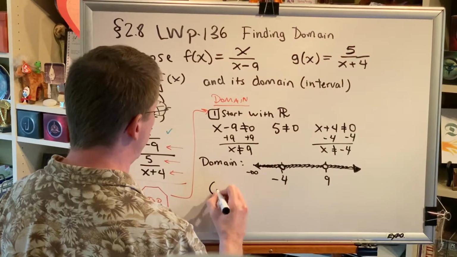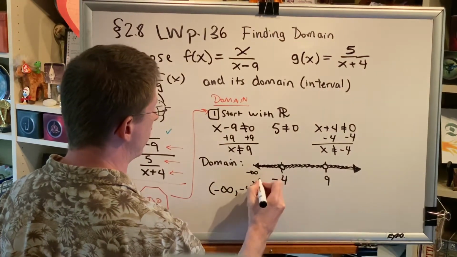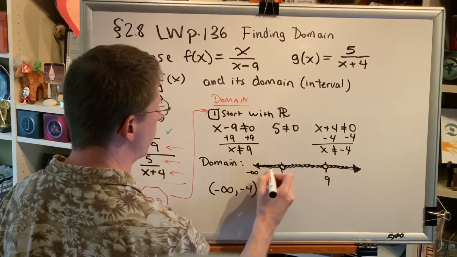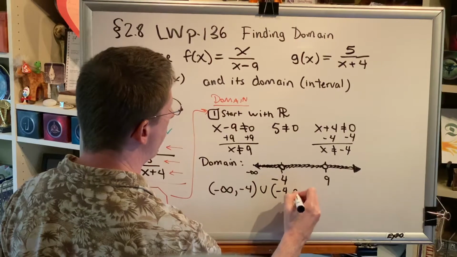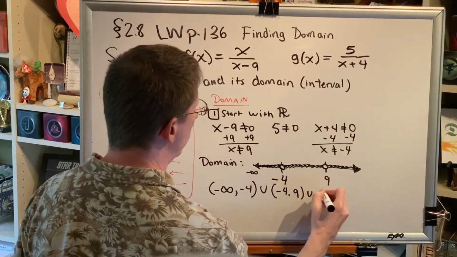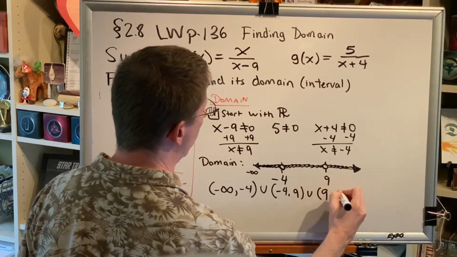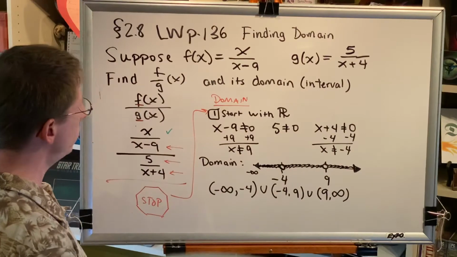We would have parenthesis, negative infinity, comma, negative 4, close parenthesis. That's this first interval, excuse me. Union, negative 4, comma, 9. That's this second interval. Union, parentheses, 9, comma, infinity. That's this third piece here.